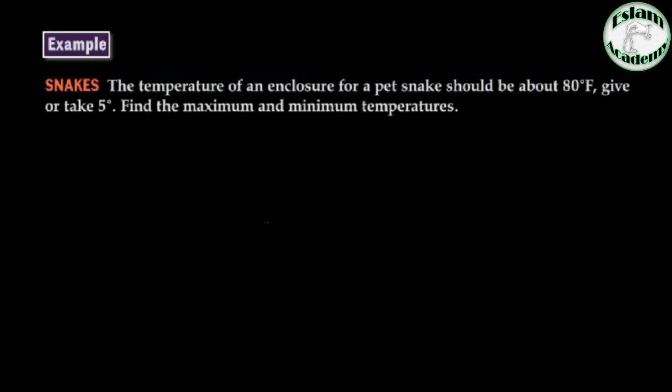Now with the problem solving. The temperature of an incubation of a pet snack should be about 80 degrees. What is the meaning of about 80 degrees? It can increase or decrease, give or take 5 degrees. Find the maximum and the minimum temperature.